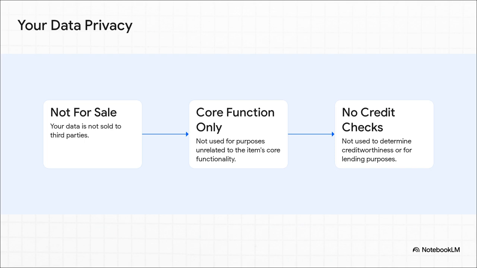First, your data isn't being sold to anyone. Period. Second, it's not being used for anything weird or unrelated to what the tool is supposed to do, which is making a summary. And finally, and this is super specific, it's not being used for things like determining credit scores or for lending purposes. It's that kind of transparency that really helps build trust.